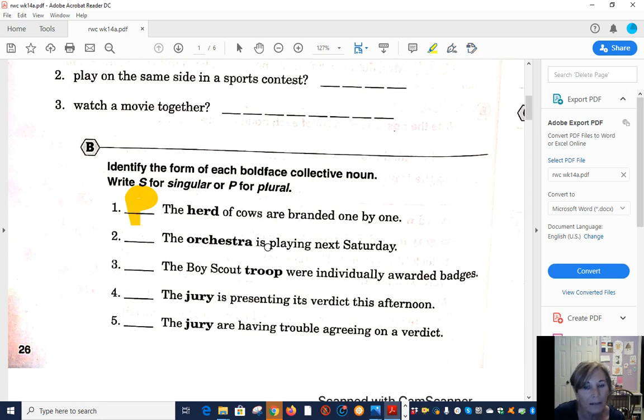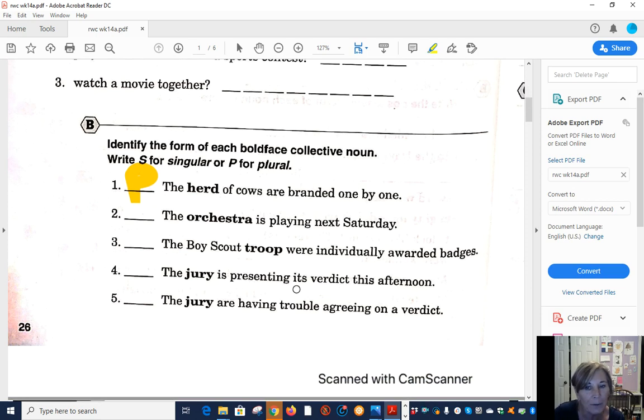The orchestra is playing next Saturday. They are playing all together, so this is singular. The Boy Scout troop were individually awarded badges. They each were awarded a badge, so this is plural. It wasn't the troop all together getting a badge. Each person in the troop individually got a badge.